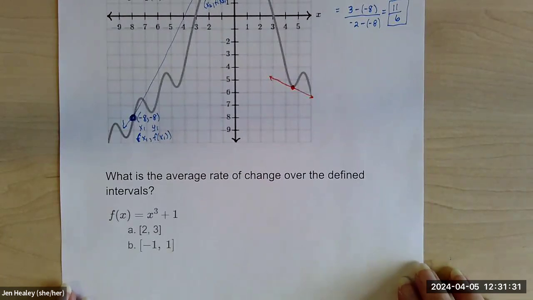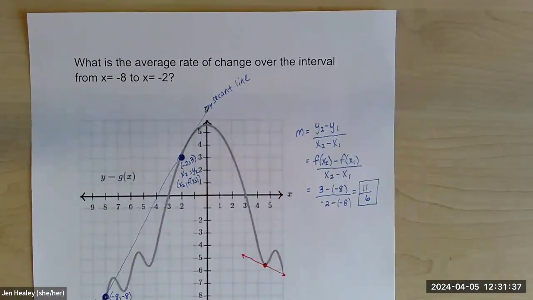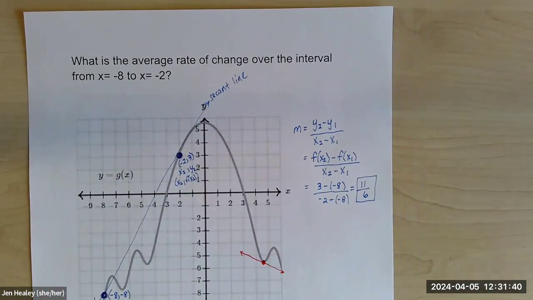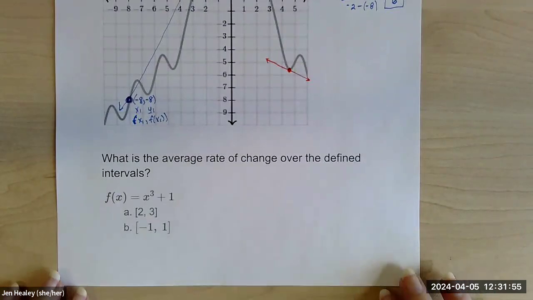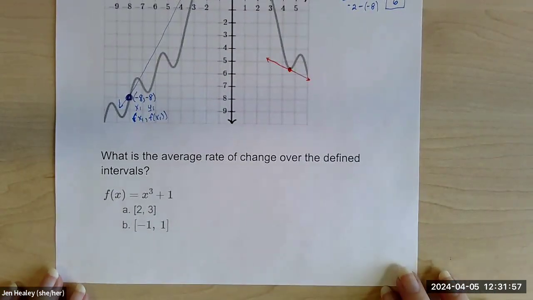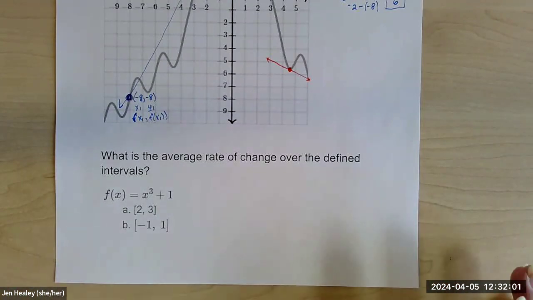When I ask you, what is the average rate of change over the defined intervals, versus when I ask you, what's the average rate of change on a graph from some x value to another x value, I've actually asked you the same question, okay? So I can give you different representations of exactly the same question. The next question I'm giving you is exactly what we just did, but you didn't get the picture this time.